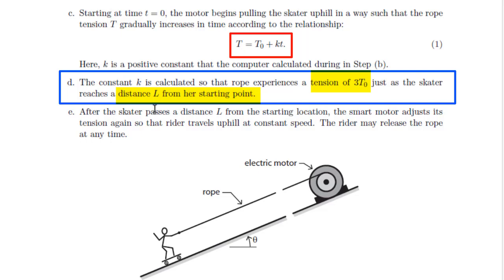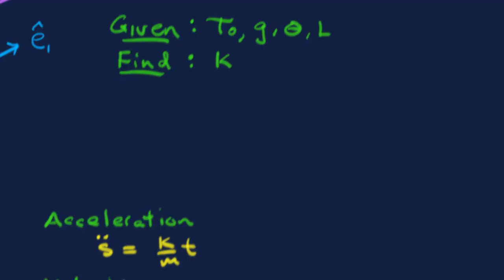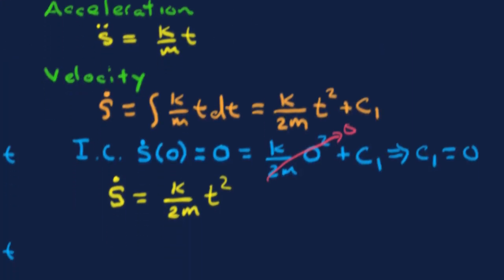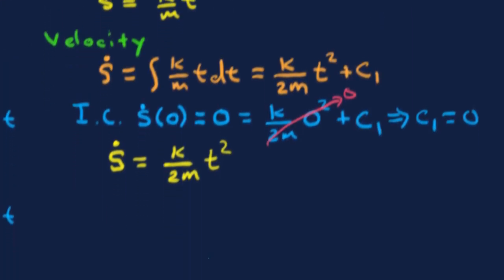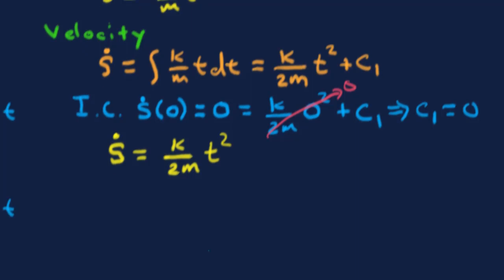So we're going to need a distance. So this is telling us that we are going to need to integrate one more time so that we can take the velocity expression we have right now and obtain position as a function of time.